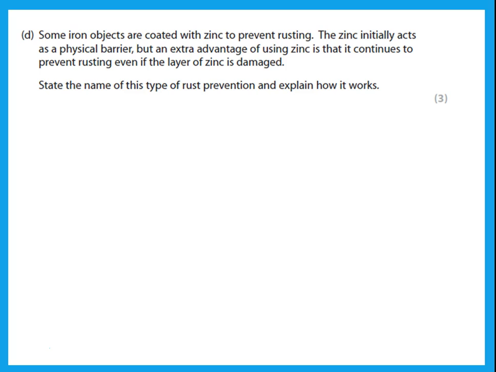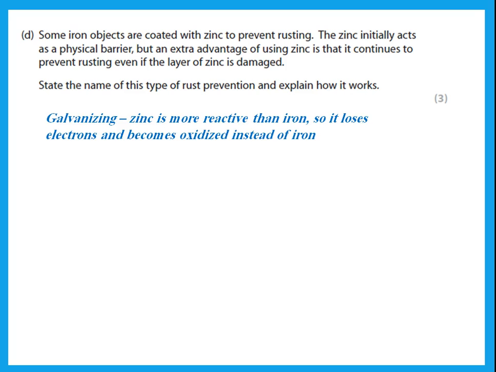Some iron objects are coated with zinc to prevent rusting. The zinc initially acts as a physical barrier, but an extra advantage of using zinc is that it continues to prevent rusting even if the layer of zinc is damaged. State the name of this type of rust prevention. What was the name of that? Covering the iron with a layer of zinc, and explain how it works. That was called galvanizing. And galvanizing works because zinc is more reactive than iron, so it loses electrons and becomes oxidized instead of iron.